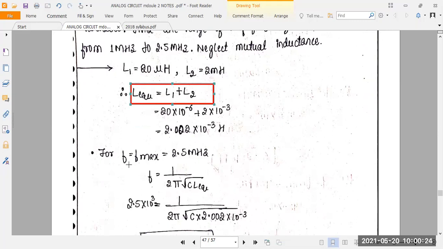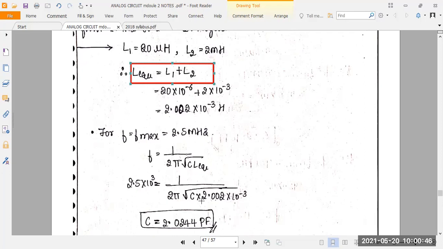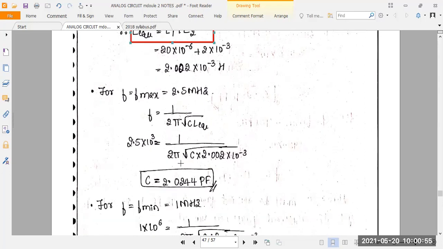Next, you take frequency. Take the maximum frequency first, and after that the lower frequency. What is the maximum frequency in the question? 2.5 megahertz, and 1 megahertz is the minimum. So choose the maximum frequency and substitute: f is equal to 2.5 megahertz. C we don't know, so you have to find it. We know L equivalent, so substitute L equivalent, take C outside, and then calculate.